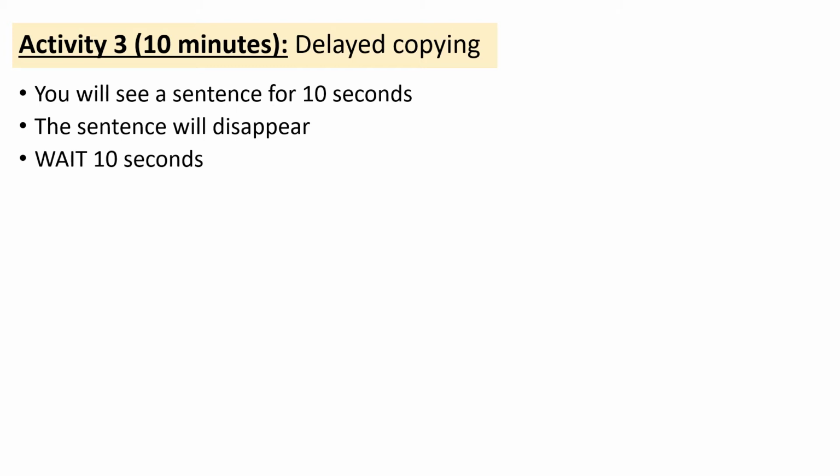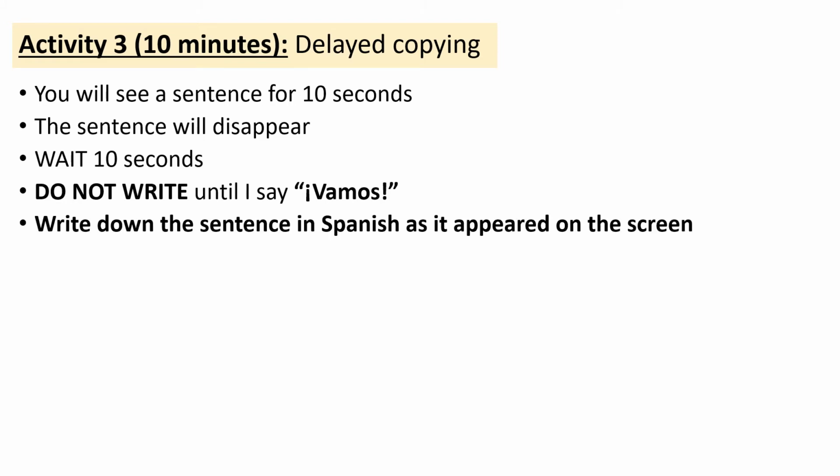You will then have to wait another 10 seconds trying to keep that sentence in your head all the while, and you can't write anything down until I say vamos. Once I say vamos, you can write down that sentence just as it appeared on the screen. Your challenge is to translate each sentence to English as you go. Don't worry if you can't, it's just to add an extra layer if you feel that this is too easy for you. Let's get started then.